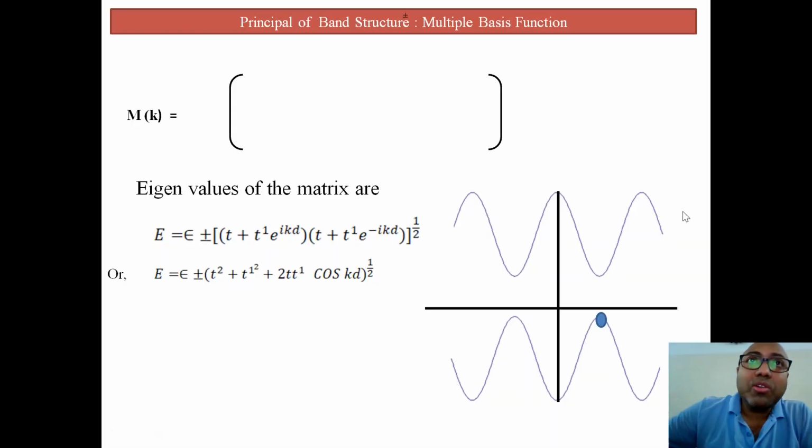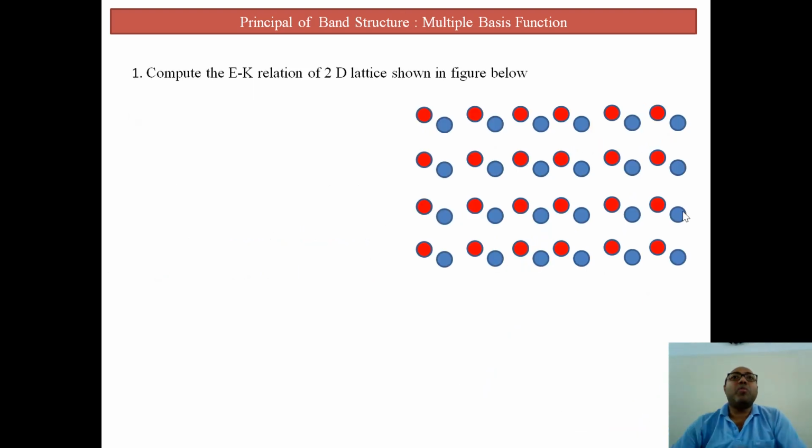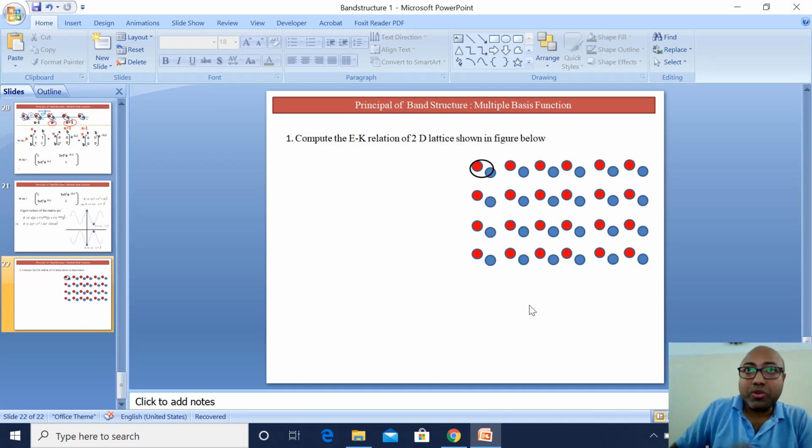Fine. Now the next question that I'm going to ask you. I hope you understood the problem and the solution, how to tackle it. Now my homework is this one: compute the E-k relation of the 2D lattice shown in the figure below. Because I have done the one-dimensional crystal part, I am asking you to do one more homework of this type on a 2-dimensional crystal lattice.